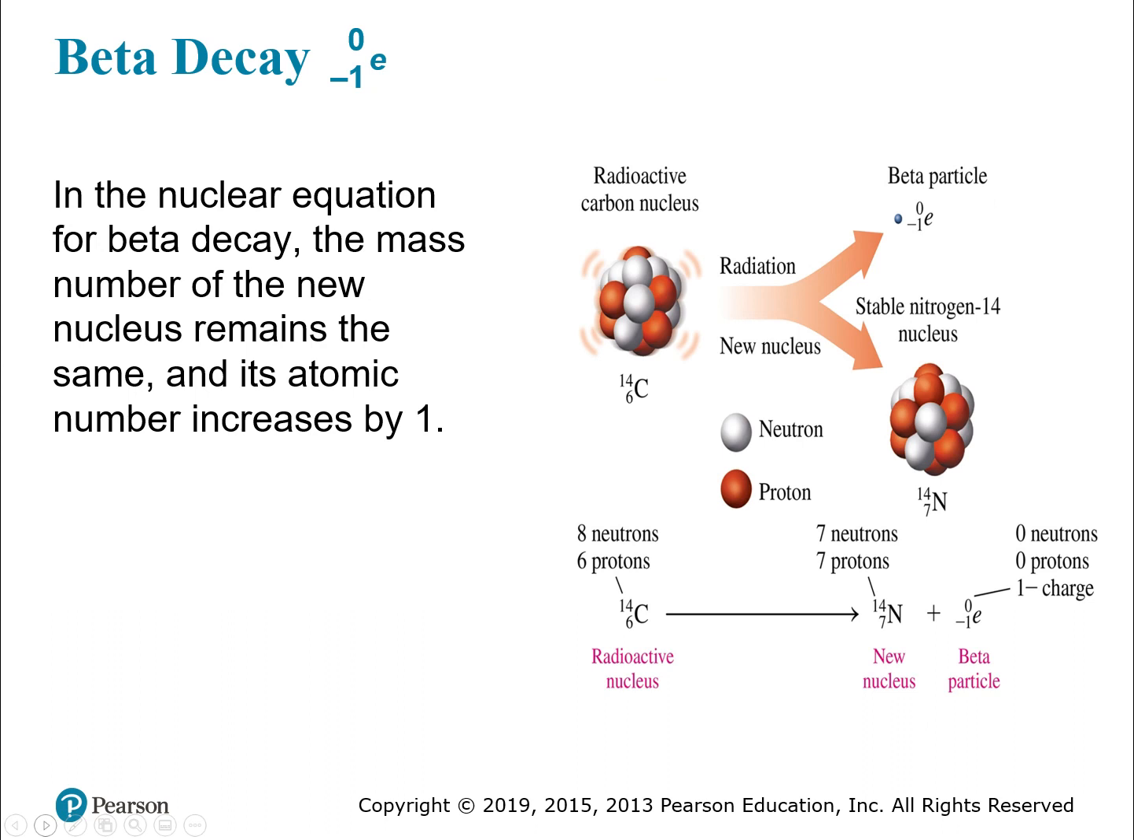The next kind of decay we'll talk about is beta decay. For beta decay, the new mass number of the new nucleus remains the same. The atomic number increases by 1.